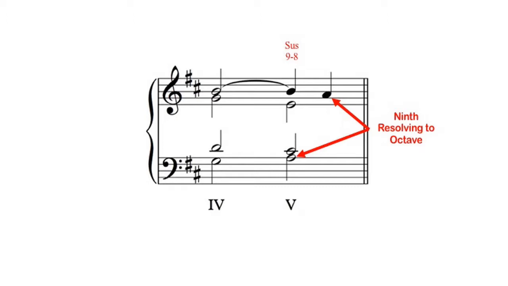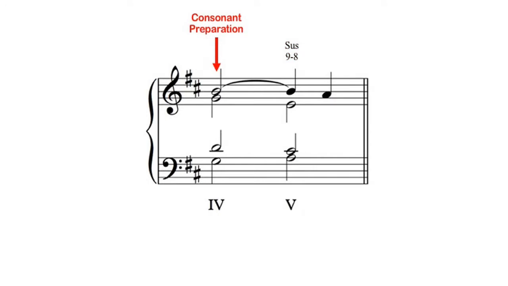And just to double check that I've done this the right way, every suspension has three parts. We start with a consonant preparation. The B is a member of the 4 chord that precedes the 5 chord. A dissonant suspension. It becomes a dissonance when all the other chord tones move to the 5. B is not a member of the 5 chord in this key, and so it is a dissonant suspension. And then we have the consonant resolution when it steps down to become a member of the 5 chord. It's the root, the doubled root in this particular chord.